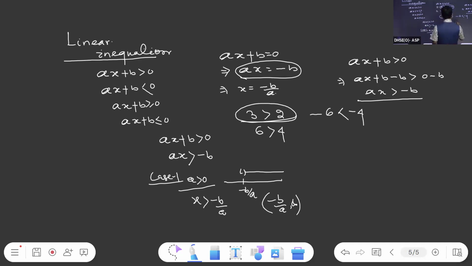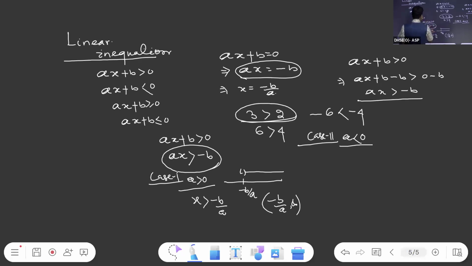Then second case, a is less than 0. That means a is a negative quantity. If a is a negative quantity, if we divide both sides of this inequality by a, then the symbol will be reversed. In place of greater than, it will be less than. So ax greater than minus b implies x less than minus b by a. So the solution is x belongs to minus infinity to minus b by a.